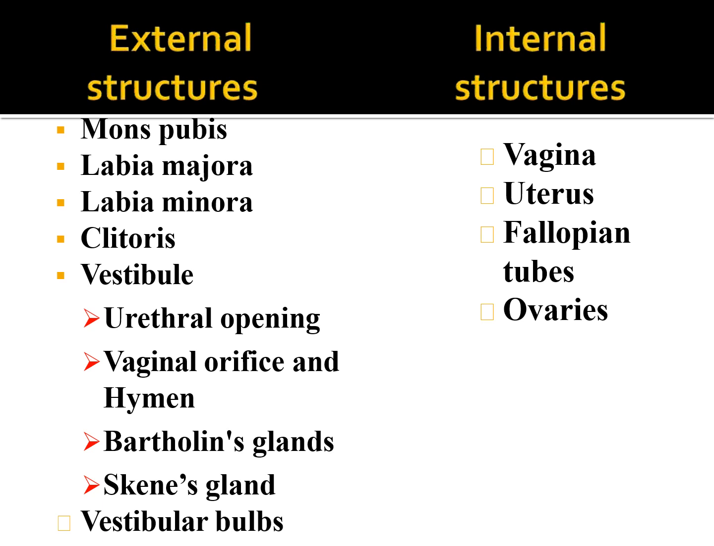Now let us move into the details of the anatomy of the external and internal structures. Once again, I will list down the external and internal structures. The external structures include mons pubis, labia majora, labia minora, clitoris, vestibule, urethral opening, vaginal orifice and hymen, Bartholin's gland, Skene's gland, and vestibular bulbs. The internal structures include the vagina, uterus, fallopian tubes, and ovaries.